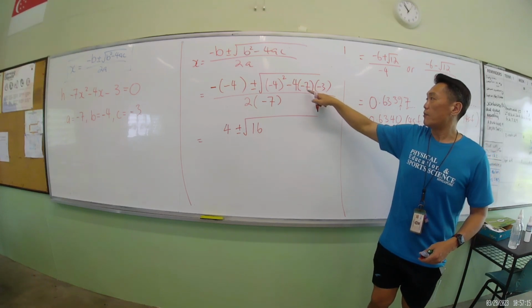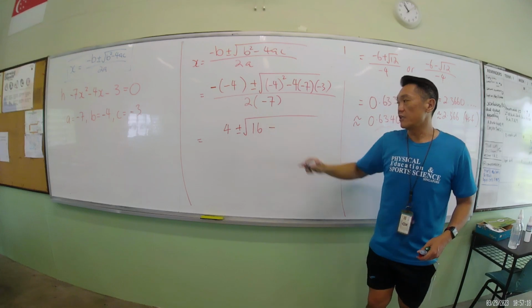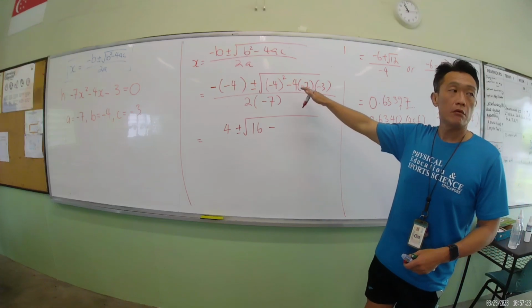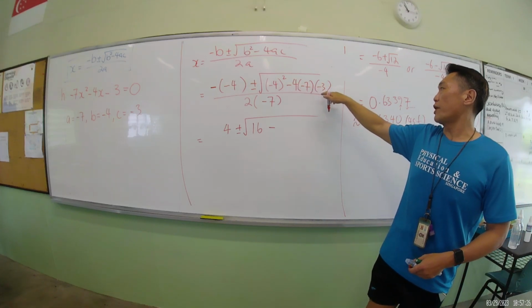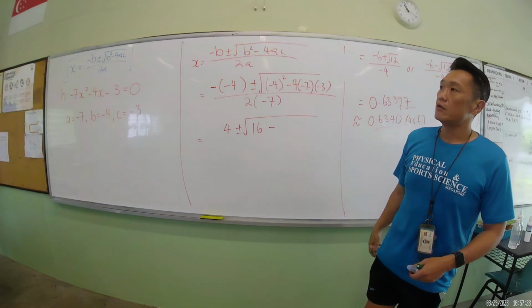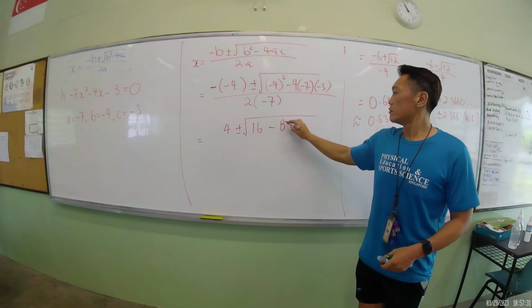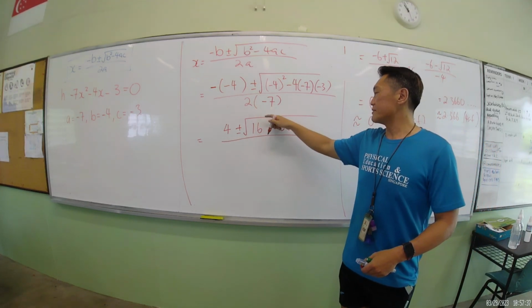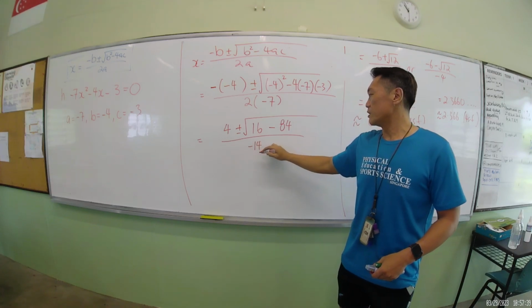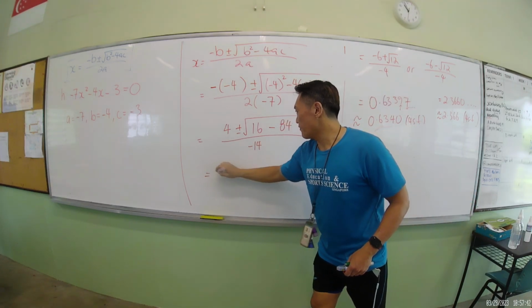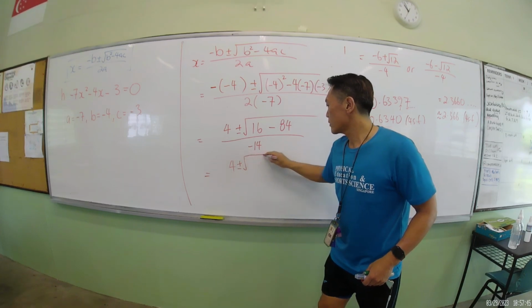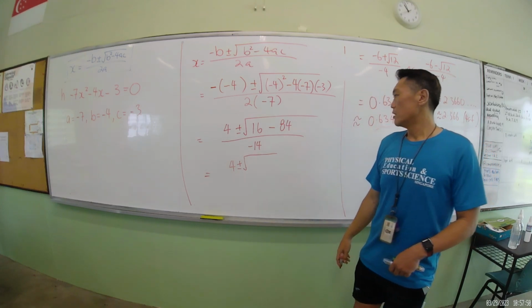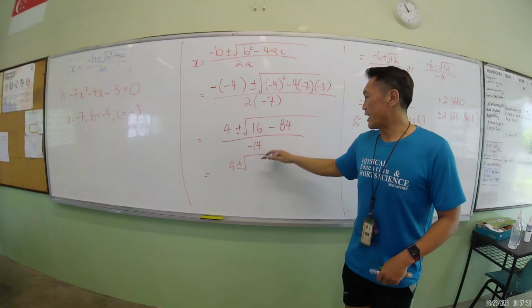Negative times negative, negative. Okay? 4 times 3, 12. 12 times 7, 84. Divided by 2 times negative 7 is negative 14. Okay? If we simplify this a bit more, 16 minus 84 is 68, but it is negative.